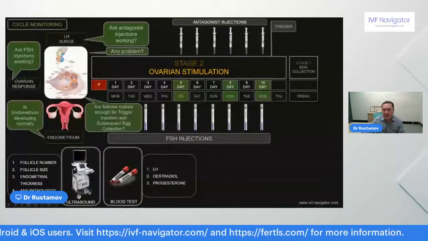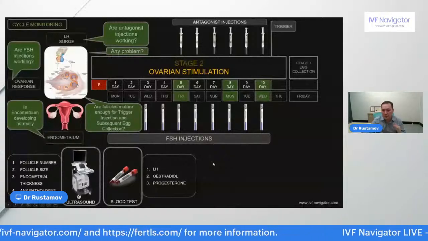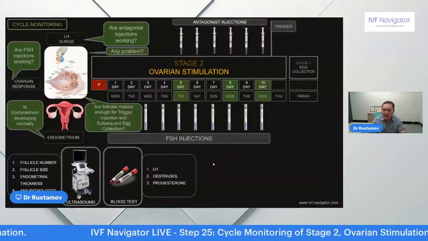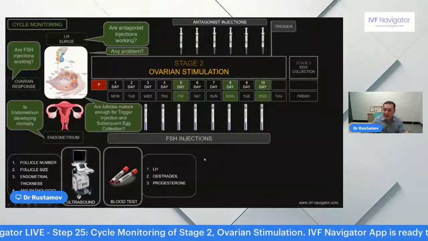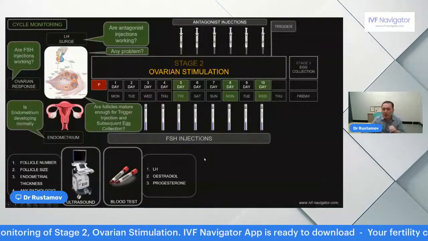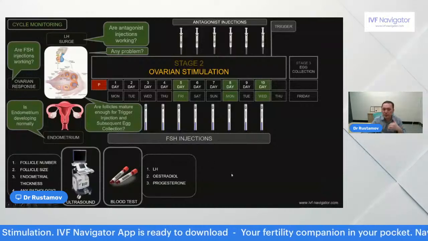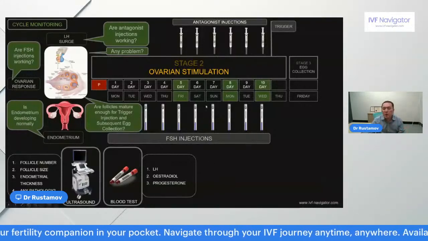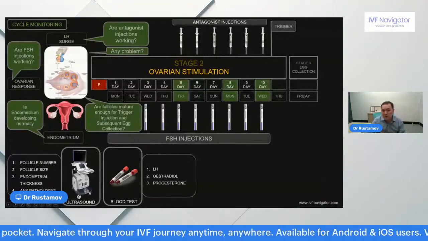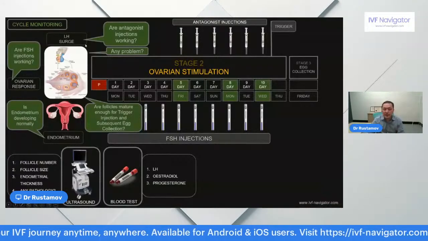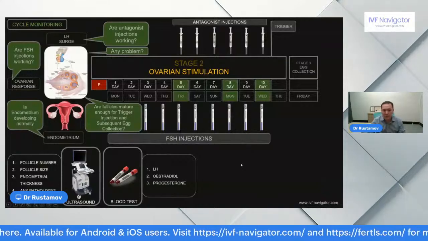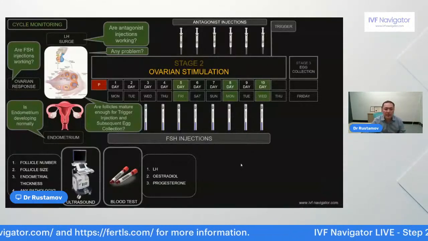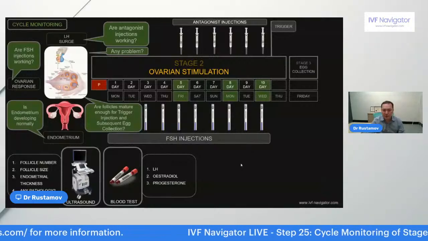On the basis of these results, they can make one of a few decisions. One, they may say we will continue the stimulation and do a repeat blood test and scan after a couple of days. Or if you're ready for trigger, they will decide to give you trigger and plan a collection. Or if you're having a very poor response, then the cycle may need to be canceled, which is not common, which is very rare. Okay, so this is why you need cycle monitoring.